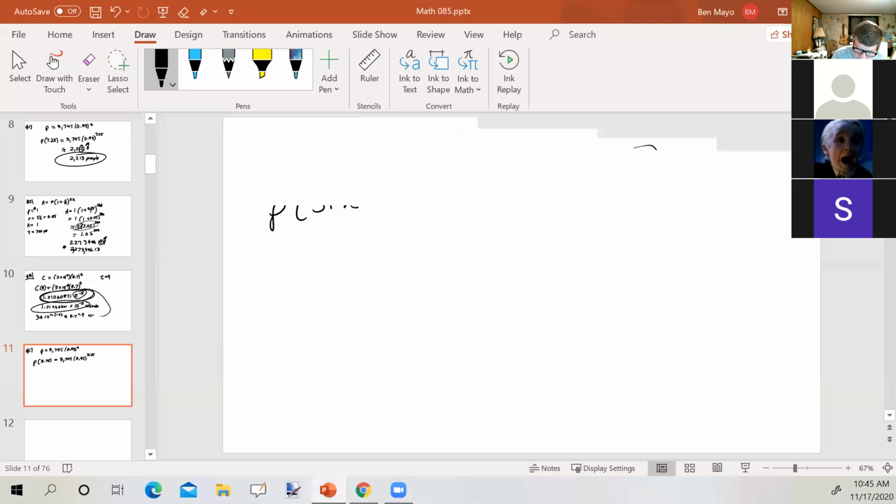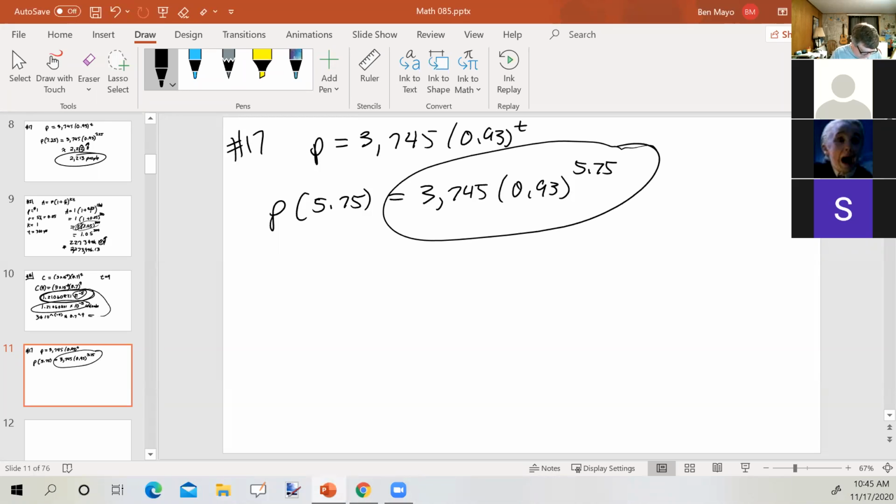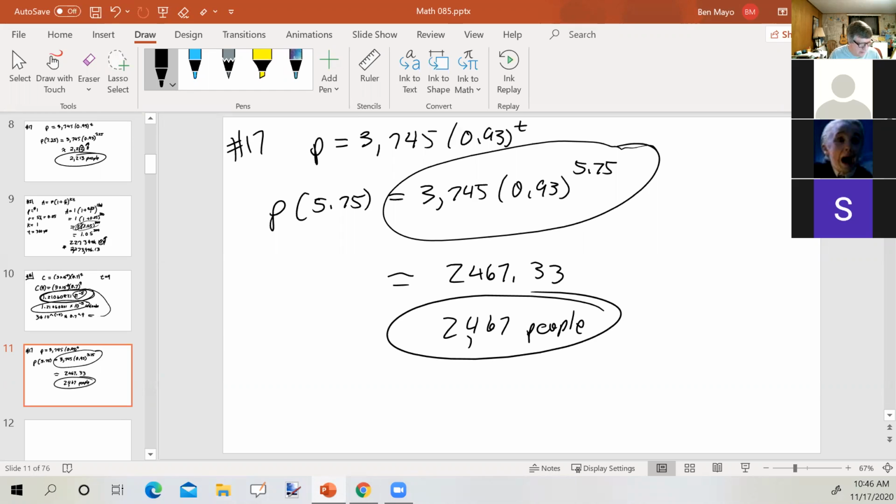So now we're going to put this into our calculator. 3745 times 0.93 to the 5.75 power. And I'm getting 2467.33. And it's said to round to the nearest person. So 2467 people would be the correct answer for that one.